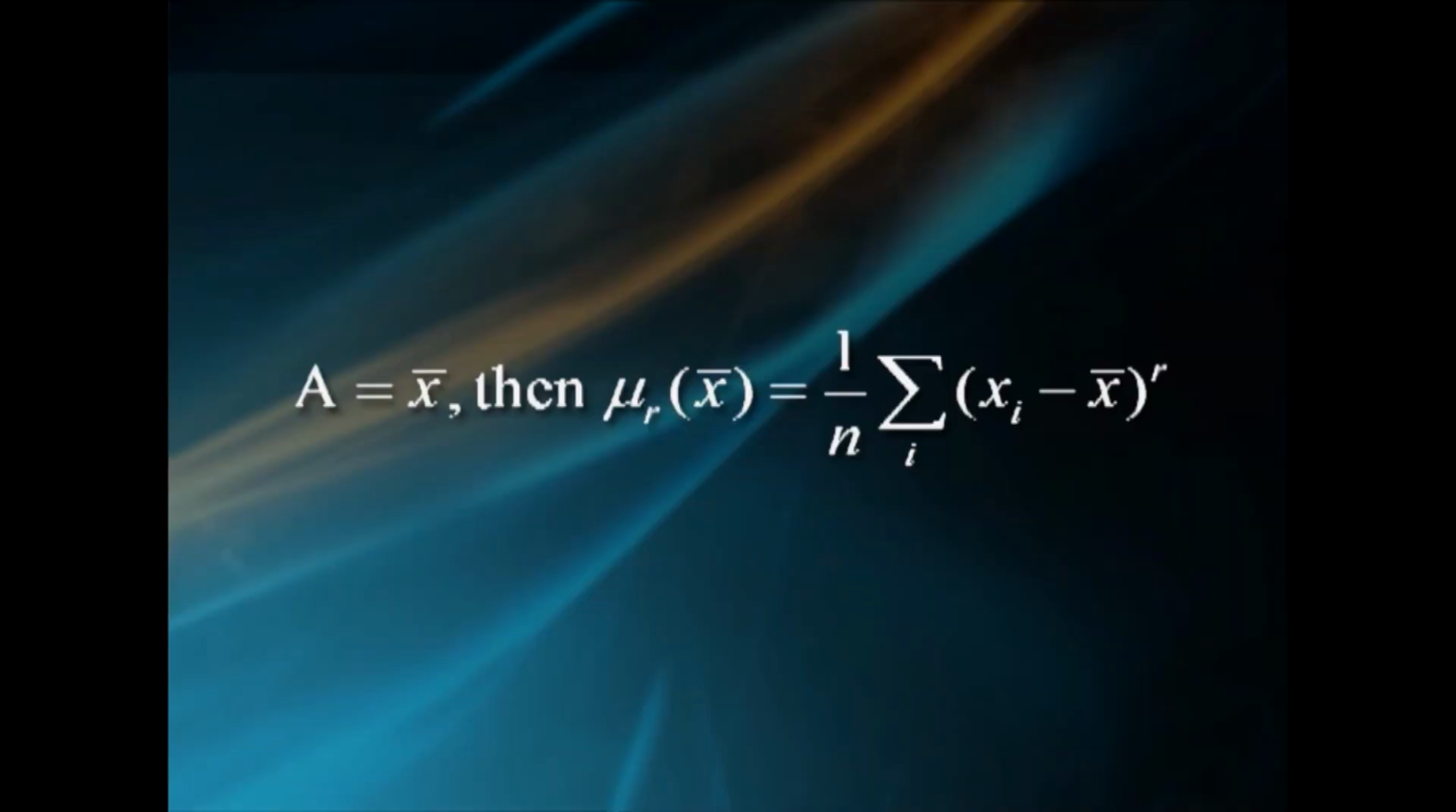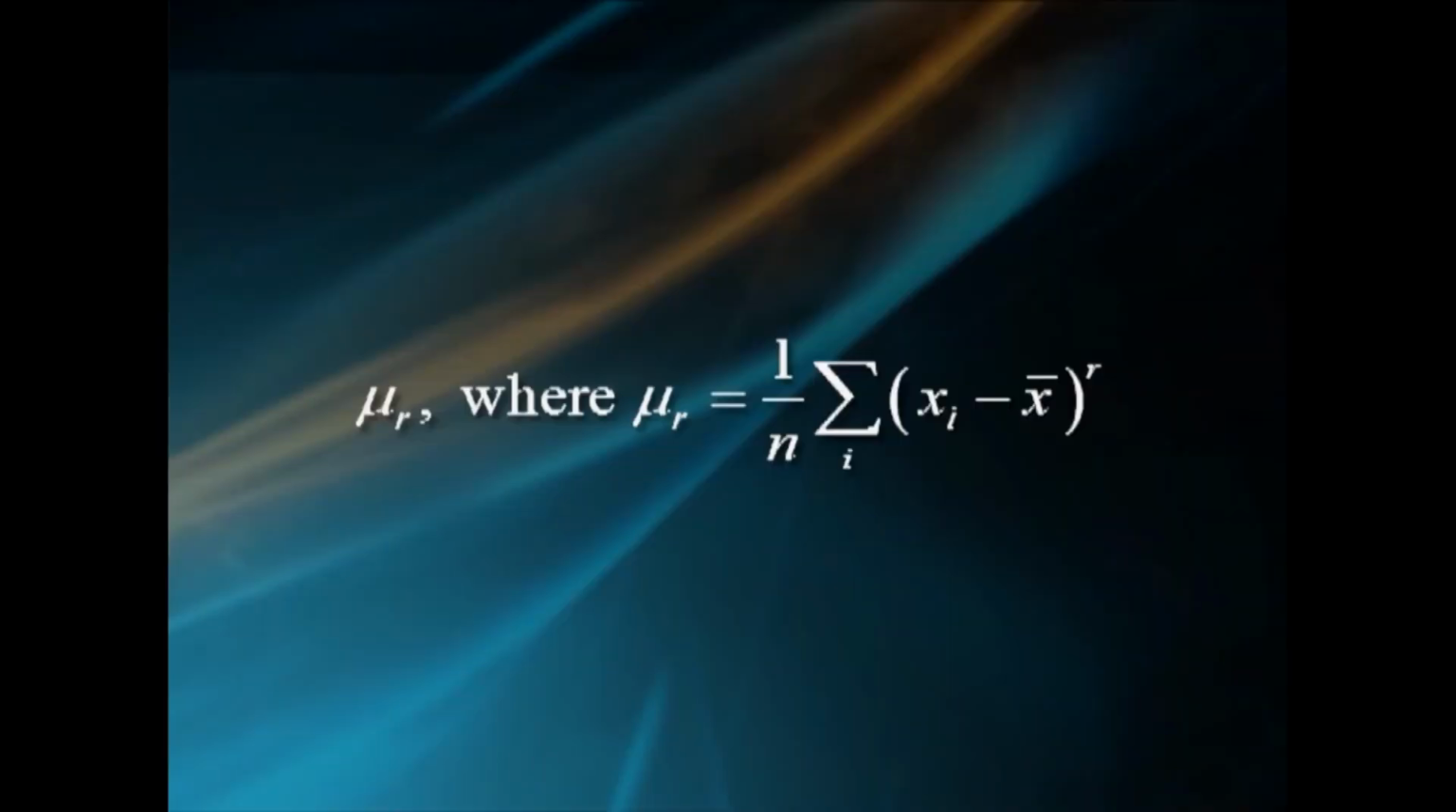When a equals x bar, then mu_r of x bar equals 1 by n summation over i of (xi minus x bar) all raised to r, is known as the rth central moment of x and is denoted by mu_r, where mu_r equals 1 by n summation over i of (xi minus x bar) all raised to r. Let x1, x2, ..., xn be the observations with corresponding frequencies f1, f2, ..., fn, then mu_r of a equals 1 by capital N summation over i of fi times (xi minus a) raised to r, is called the rth moment of x about a.